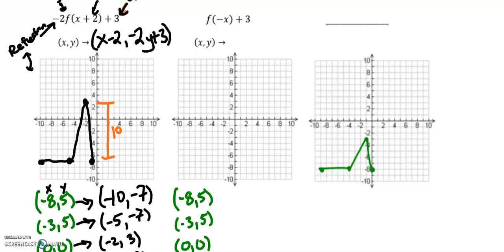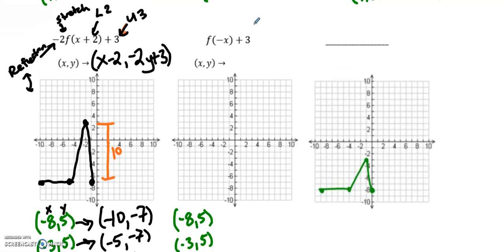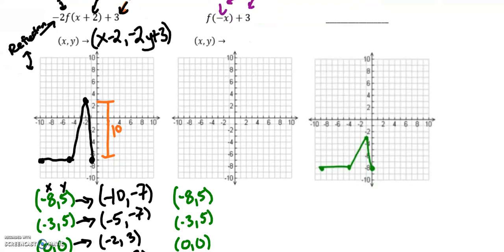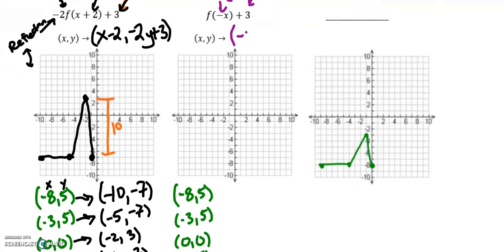Looking at my last one that I need to transform myself. Again, pretty straightforward. Up 3, and now I have a reflection, and it's going to be left, right, not up, down. So I go through and write my filter. My filter is going to be just negative x, because you have a negative x inside. It's not moved left or right at all. It's just multiplied by that negative, and y plus 3 is the other part of my filter.